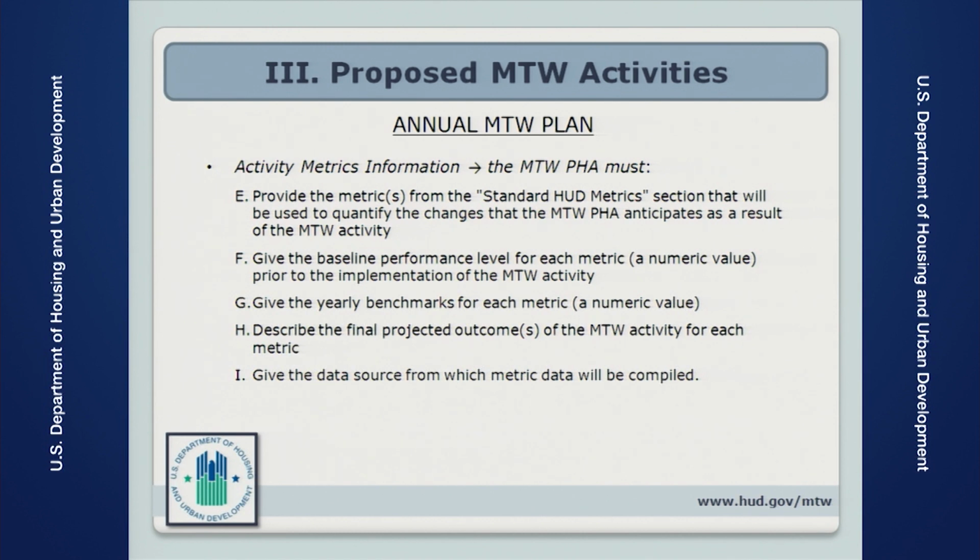Next, agencies should also describe the projected outcome of the MTW activity for each metric. So this should be provided according to the standard metrics given, or if an agency is providing their own metric, then the applicable description there. Also, we ask, and this is similar to the prior version of the 5900, that the data source from which the metric data will be coming from is provided so that we are aware of the systems that you have in place to track this information.